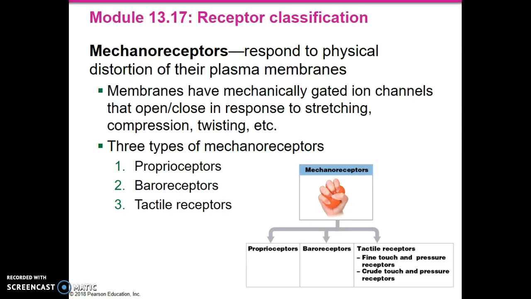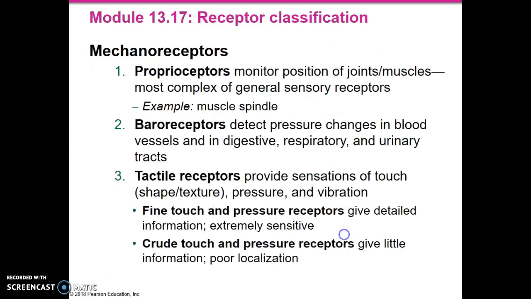They have mechanically gated ion channels that open or close in response to compression, stretch, twisting, and there are basically three types of mechanoreceptors: proprioceptors, baroreceptors, and tactile receptors. Proprioceptors monitor the position of the joints and muscles, for example, the muscle spindle that we became aware of during the reflex chapter of the patellar reflex.